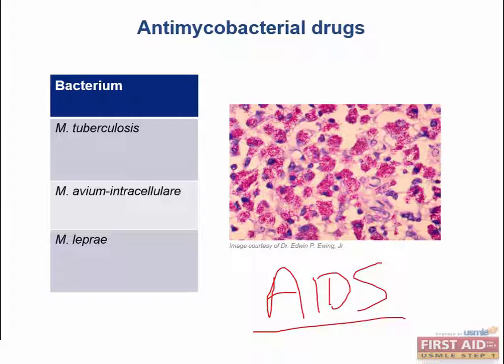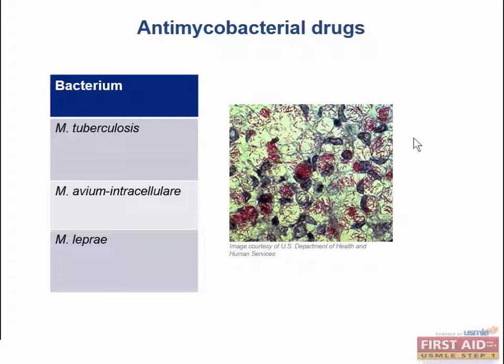Here's an image of Mycobacterium avium intracellulare. Can you see the acid-fast organisms? These are the pink rods, as we can see here. An acid-fast stain stains the organisms pink. So if you see an image like this on your exam with pink rods, start thinking about Mycobacterium. Here's an image of Mycobacterium leprae. See the acid-fast rods again.